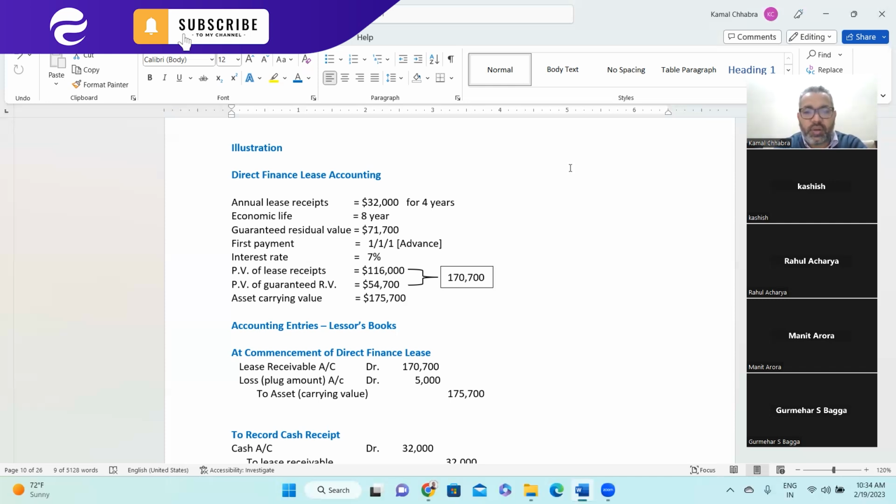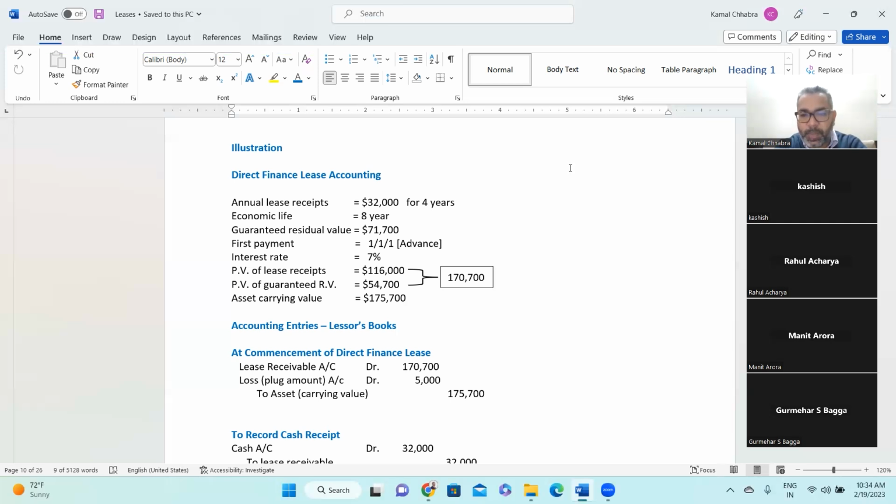And what is the guaranteed residual value? 71,700, right? After the end of the lease term, after 4 years, the expected guaranteed value is 71,700, but the present value of the same at 7% interest is 54,700, they have given to you, right? So the present value of the total amount you are expected to receive is 170,700. Make sense? Everyone is with me?